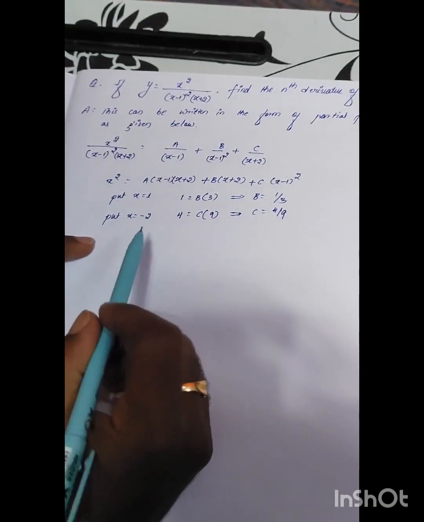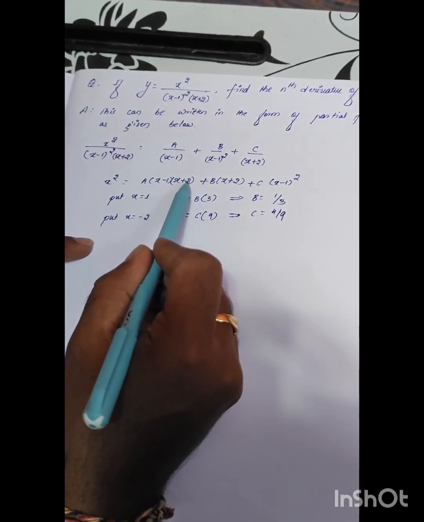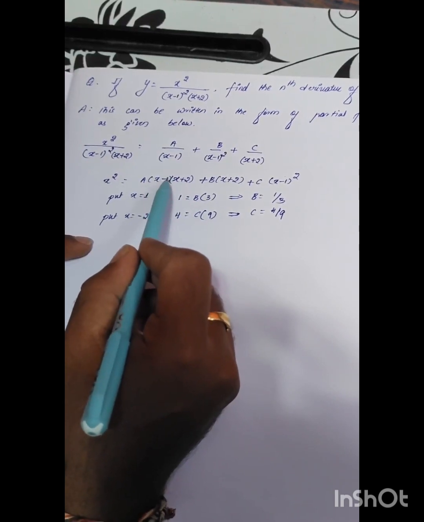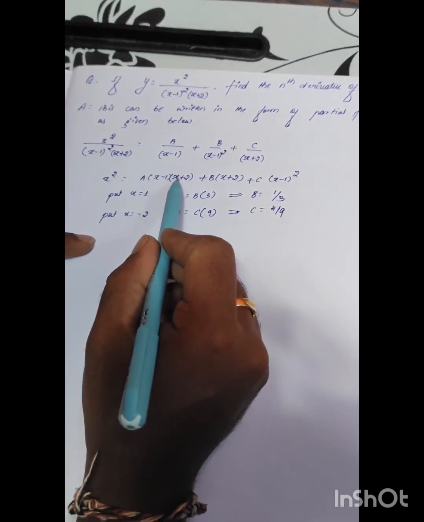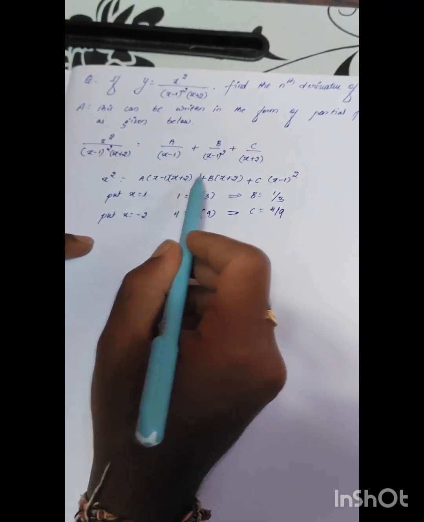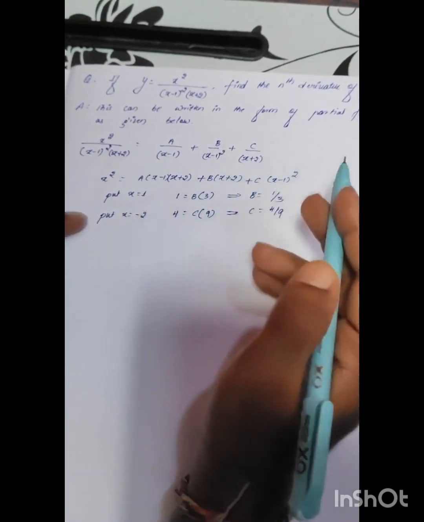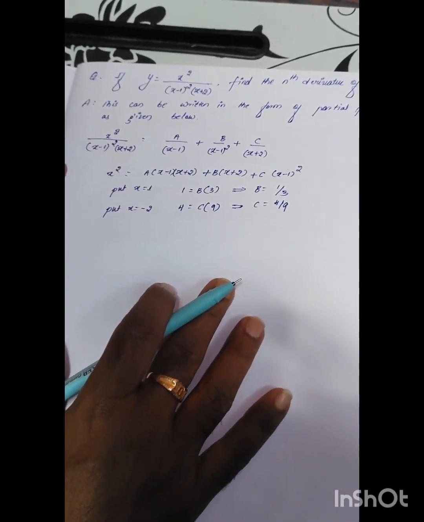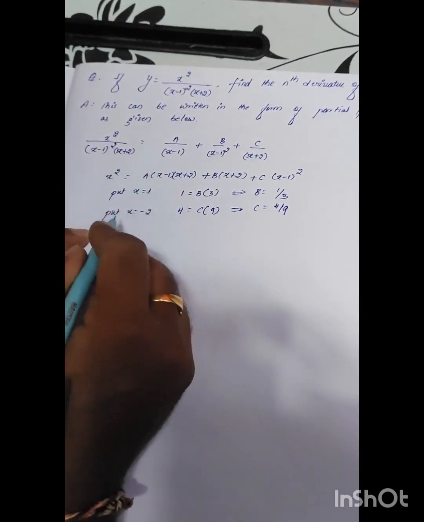So if I have to find a, (x minus 1) is also there and (x plus 2) is also there. If I put x is equal to 1, this term will become 0. If I put x is equal to minus 2, this term will also become 0, and I will not be able to find it in this way. So what I am doing is, let's equate the coefficients of x square here. Let me take the coefficients of x square.